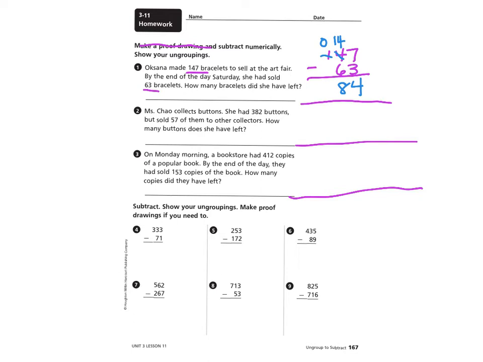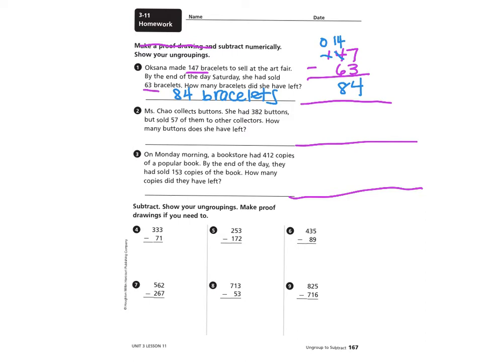So how many bracelets did she have left? She had 84 bracelets. All right. So I think you guys will be pretty good. This is just basic subtraction.